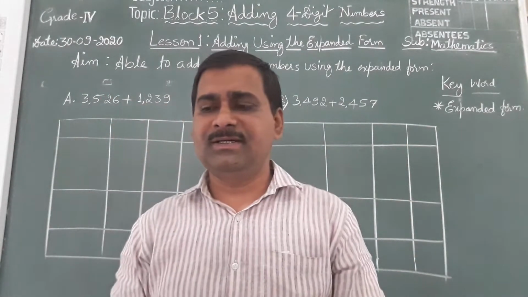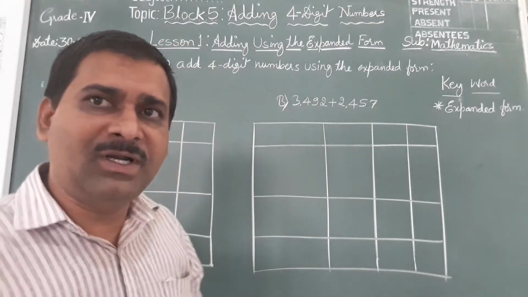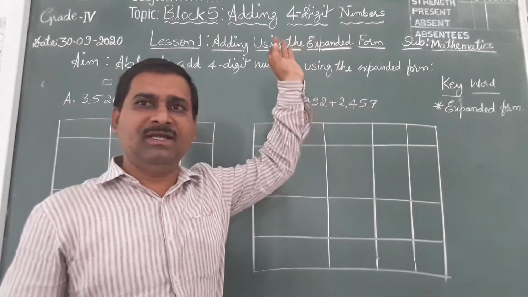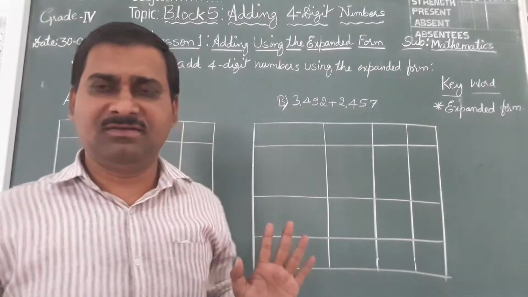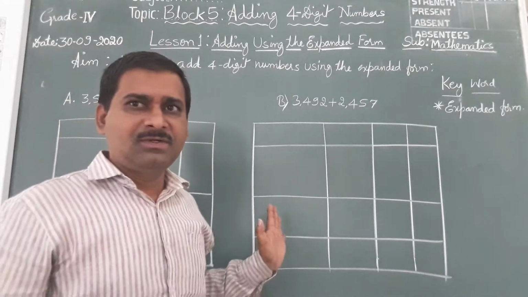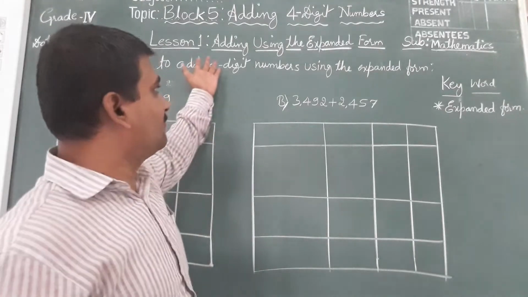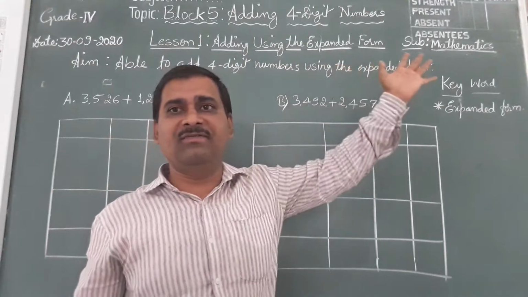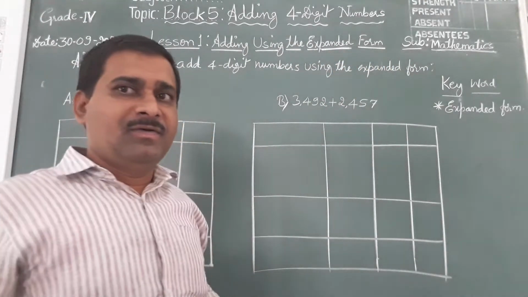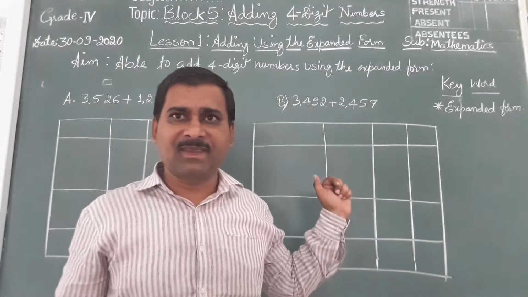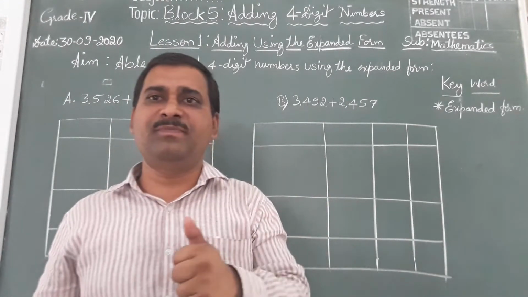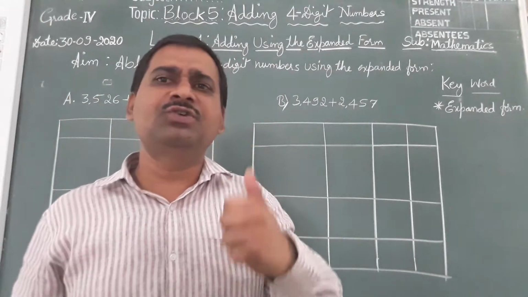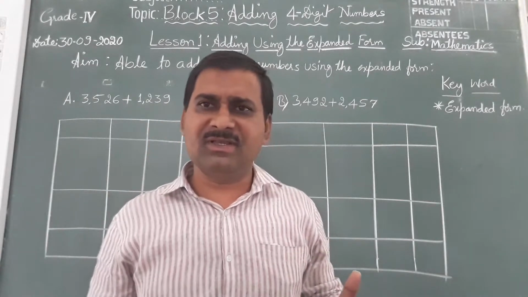Now let us start block 5, as you are seeing on the board now: adding 4-digit numbers. We are in a very easy block, addition, that you all will do. Sometimes questions will be given like this, and you should add with the expanded form. To do sums in this lesson, one should know the expansion, that's all. How to expand a number, you should know. If you know how to expand a number, this lesson is very easy.